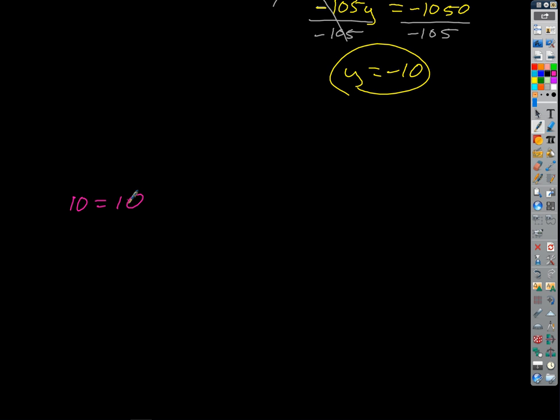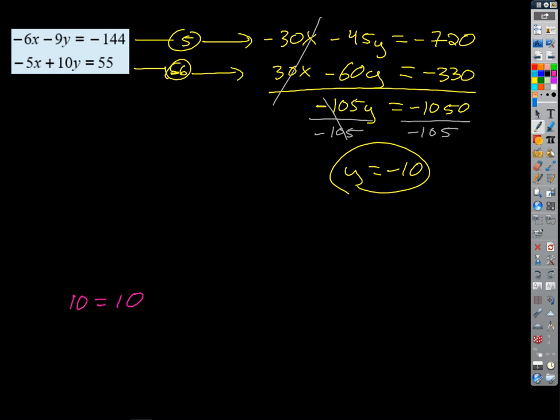When I do all this stuff, instead of getting something like y equals negative 10, both the variables cancel. Same line. It's always, because how often is that true? Is 10 equal to 10? Always, right? So that corresponds to an infinite number of solutions. So that would be same line.